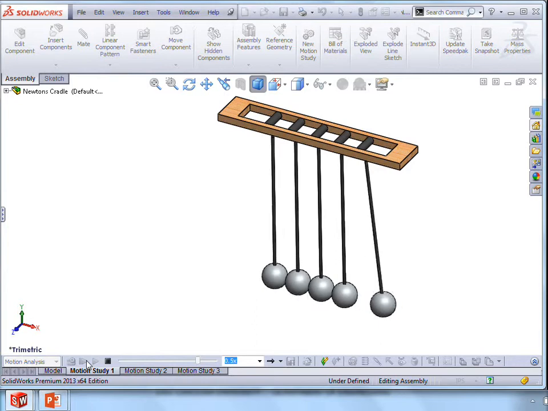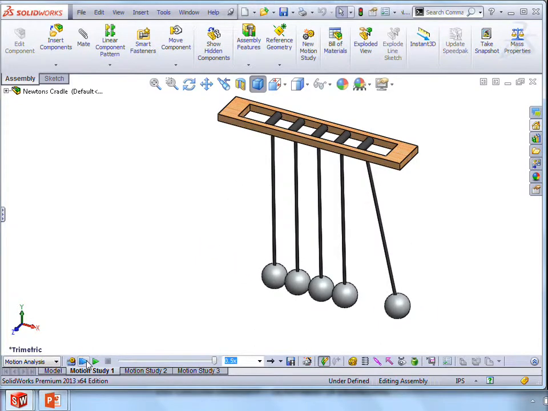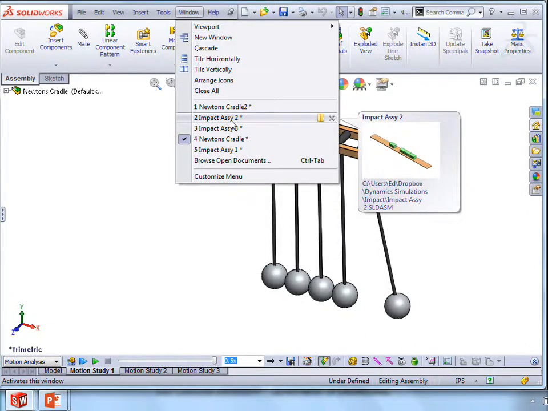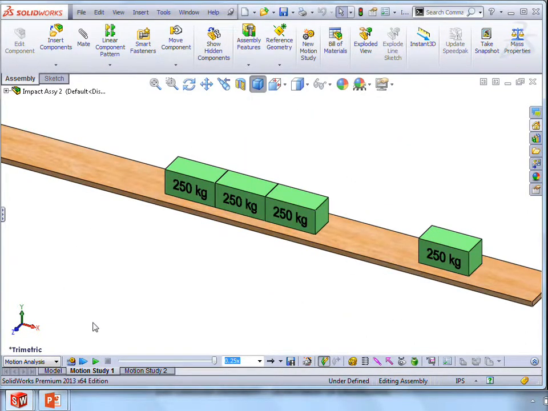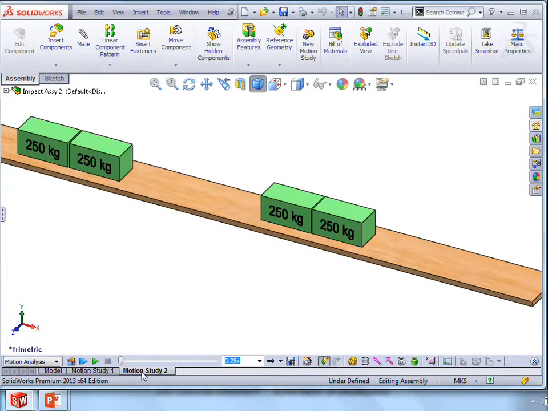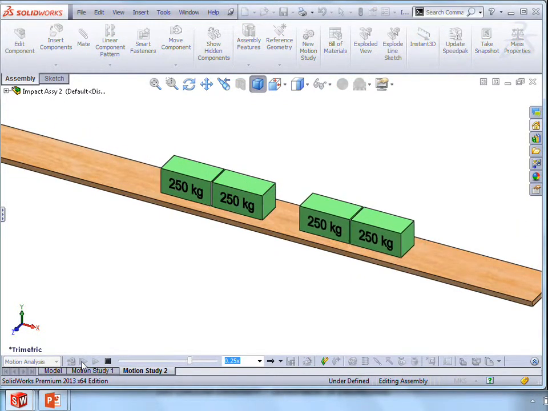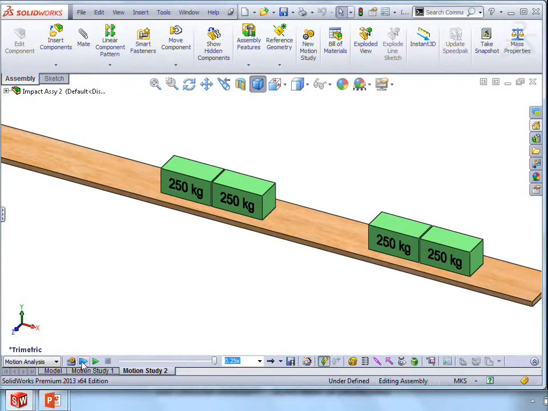So the question might be now, what happens if instead of dropping 1 from a height, we pull back 2 and drop them? Well, again, we can look at that on our linear model here. Going back to this configuration, again, there's only 4 instead of 5, but we'll get the same idea. So if these two on the left are coming in at the same speed and strike the two on the right, then again the initial ones will stop, and the two on the right will take off.